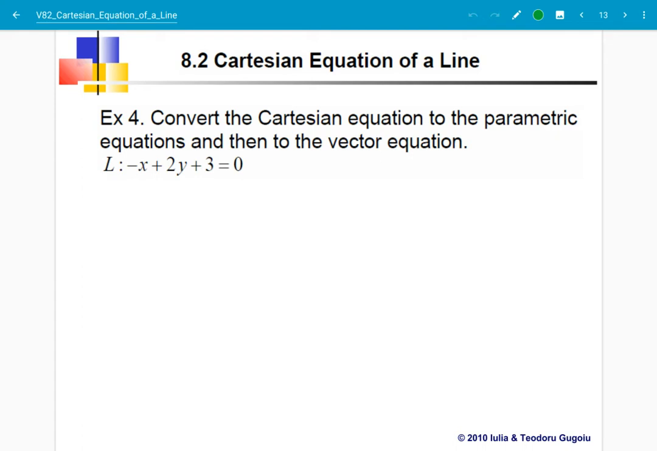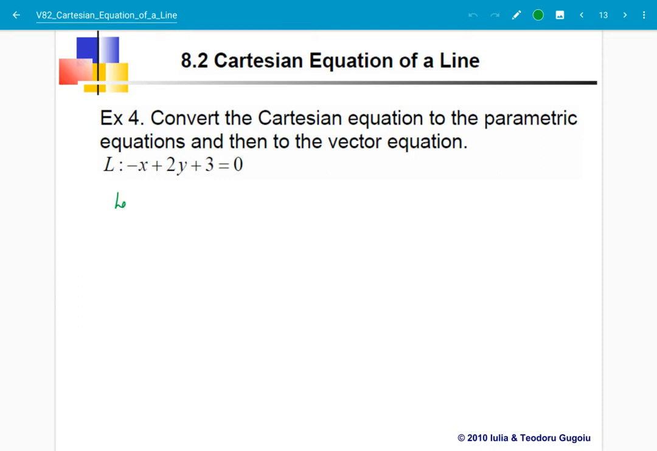Convert the Cartesian to the parametric equations and then to the vector equation. Well, there's sort of two approaches. You can get the direction vector, and here it is 2 and 1, for example. And then you can just get any point on the line, and that'll work. There's a sort of cool way of doing it that comes in handy when things get more complicated beyond this.